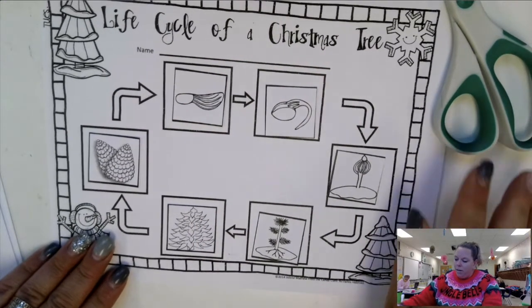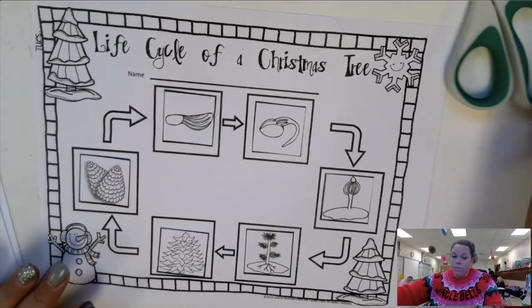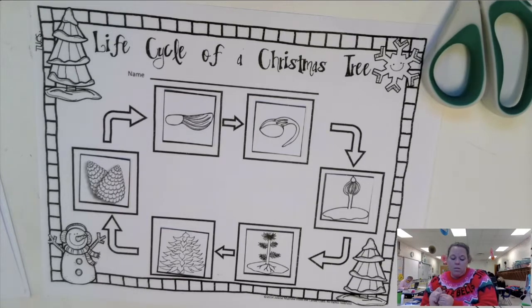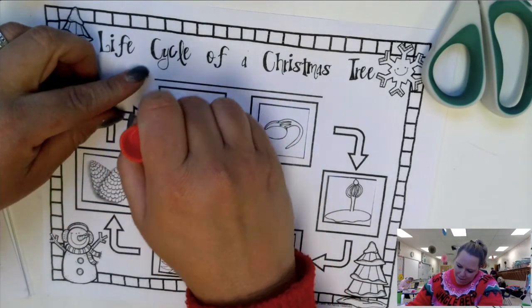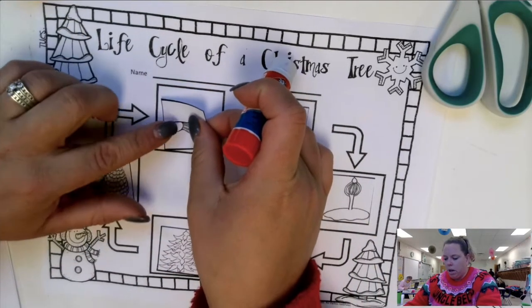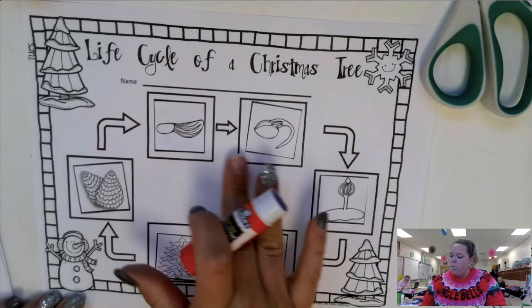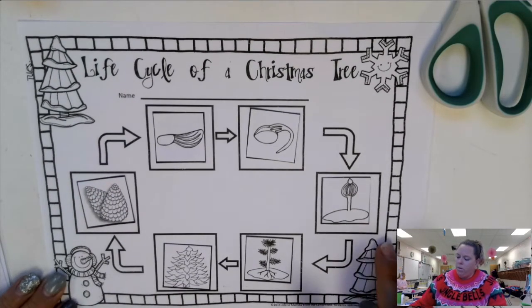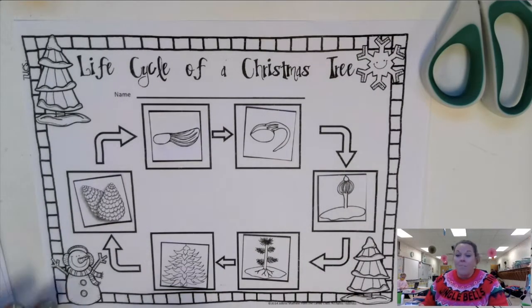Okay, so once you have your life cycle of a Christmas tree all put together like this, then you'll go ahead and you'll put some glue on. Now I'd like you to make sure that you put the glue on the back side of the paper, because by putting the glue on the back side, you will make sure that you don't have extra stickies. Okay? So once you have them all glued down, then I would love it if you would go ahead and color in all of your details, your snowflakes. You can even color in around the border, and then you'll be done with your life cycle.